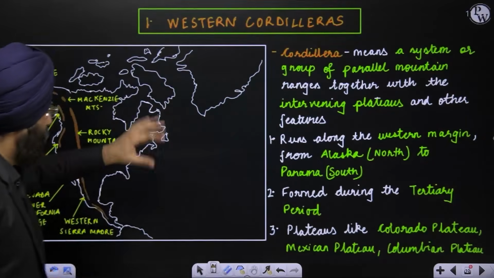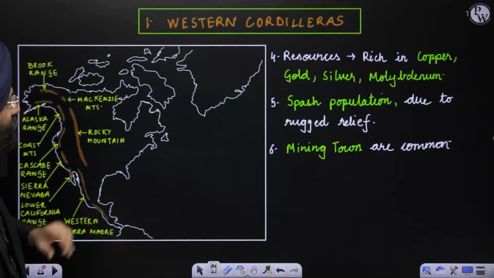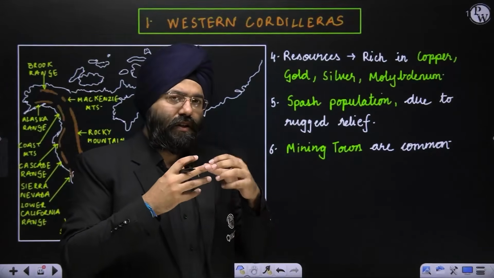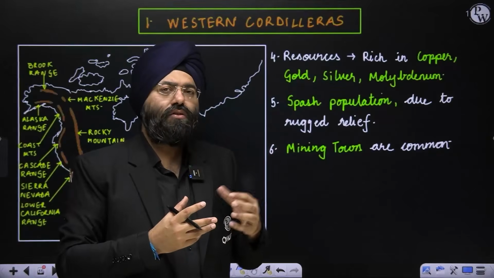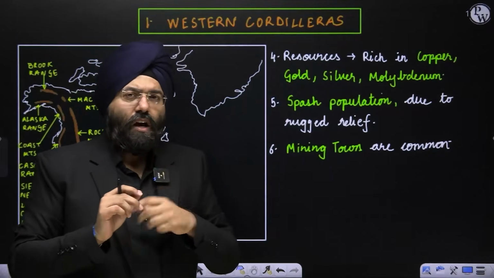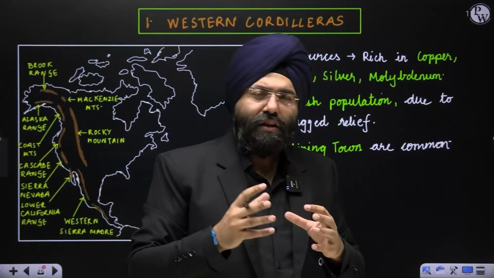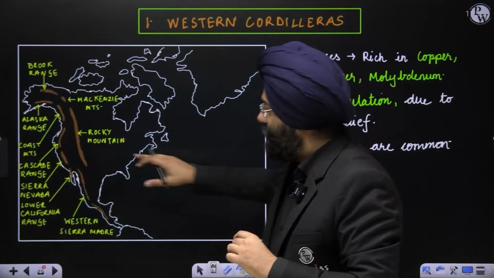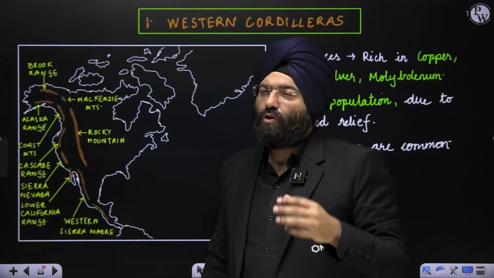Now having studied this, see here. Along with the physical features, I have added the human angle also, minerals also. Why? Because it helps you to understand. Please understand one thing: when there are plateaus present here, by default they are going to be mineral rich also. These regions are very well known for a lot of minerals.